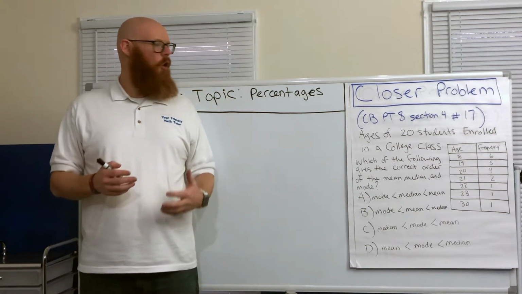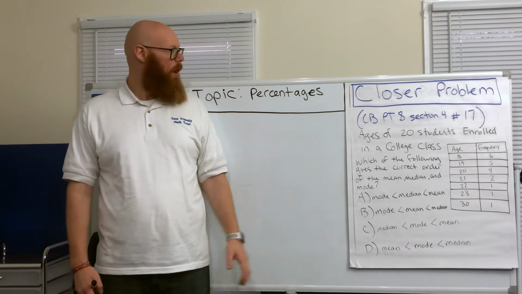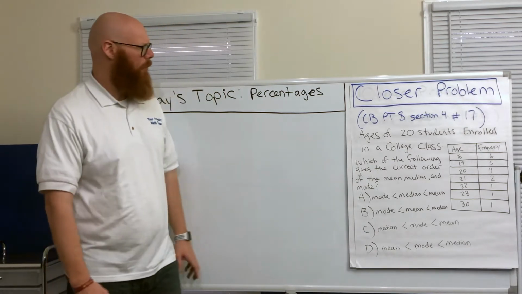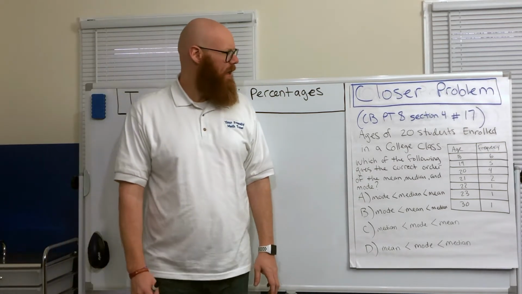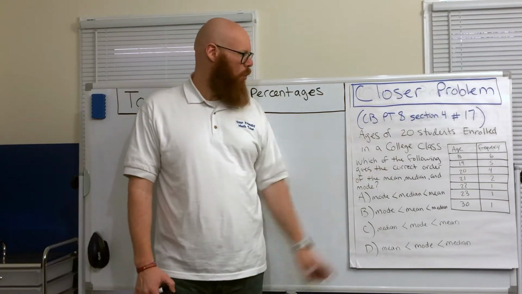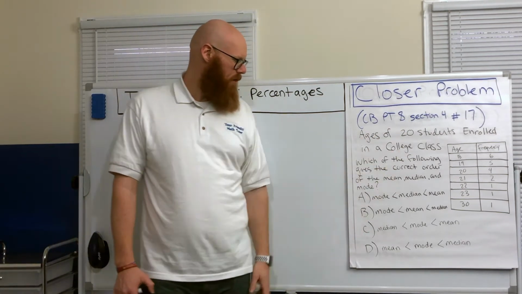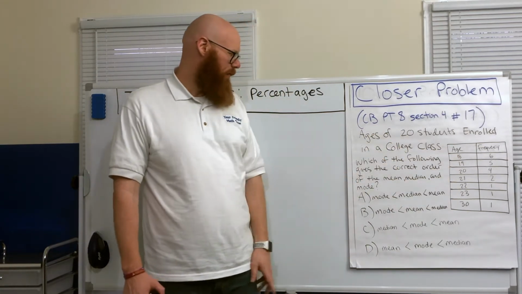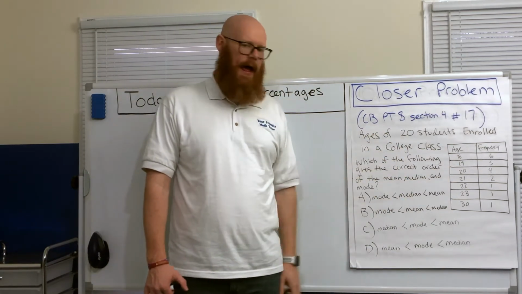Alright, so let's go over the closer problem from episode 6. This is from College Board Practice Test 8, Section 4, number 17. This is the ages of 20 students enrolled in a college class. So they give us this frequency table. They say which of the following gives the correct order of the mean, median, and mode.